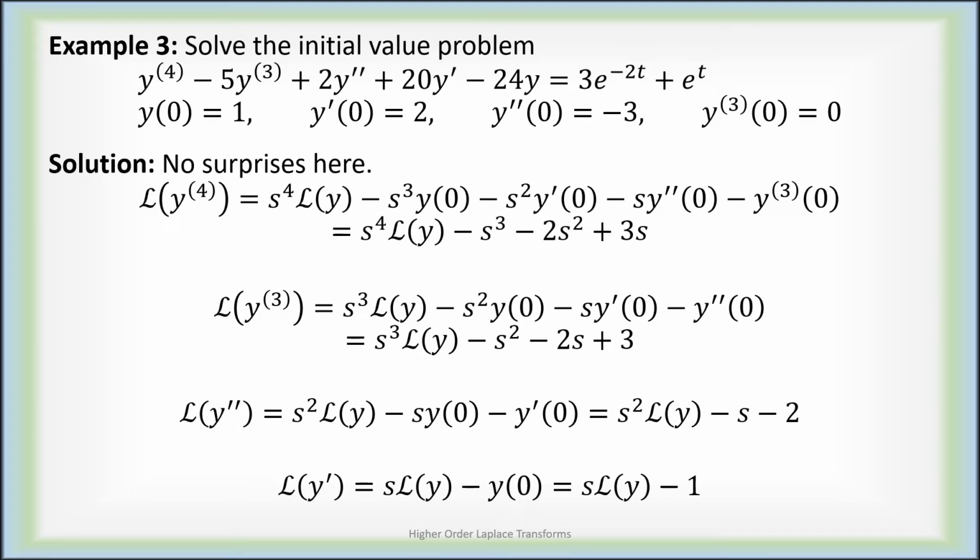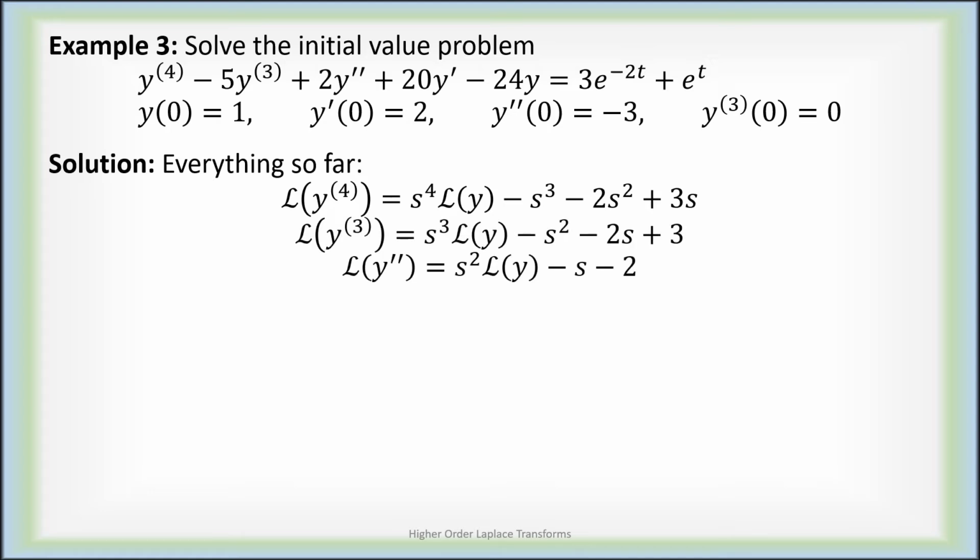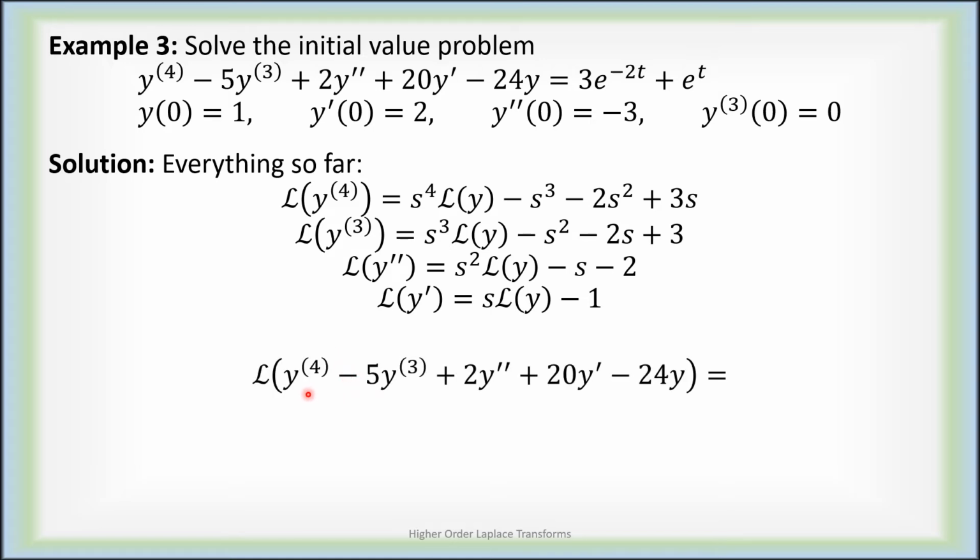So now what we have to do is take all of these things we've computed and plug them into the original differential equation once we take the Laplace transform of the entire left-hand side. So altogether, here's what we computed as the Laplace transform of the fourth derivative, the third derivative, the second derivative, and the first derivative. Now we're going to take the Laplace transform of the original differential equation. The way I like to do this is to run through term by term, referring to what we've already computed, and just remembering to distribute these constants of 5, 2, 20, and minus 24.